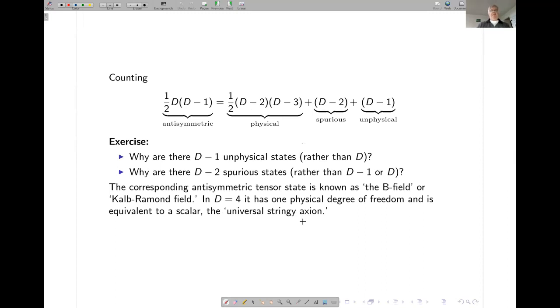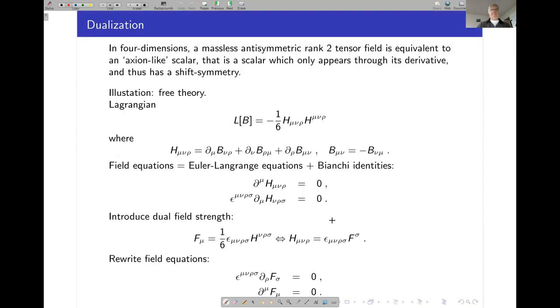I claim that this is a breakdown into physical, spurious, or gauge, and unphysical states. The numbers are a bit different from the symmetric part, and I would like to encourage you to think about this. The corresponding antisymmetric tensor state is variably known as a Kalb-Ramond field, or B field. And in 4 dimensions, one can equivalently transform it into a scalar field, which is called the universal stringy axion. And I would like to tell you a little bit more about this universal stringy axion.